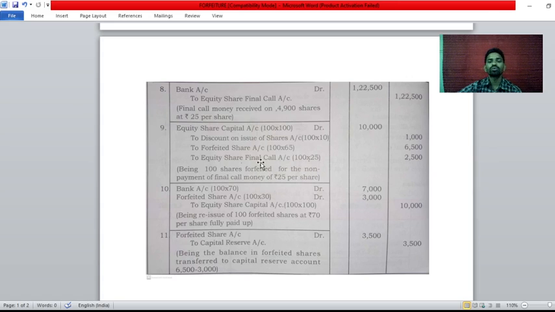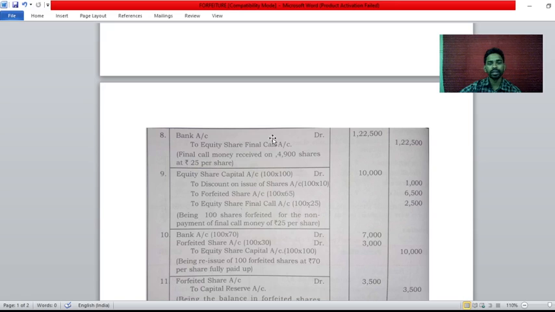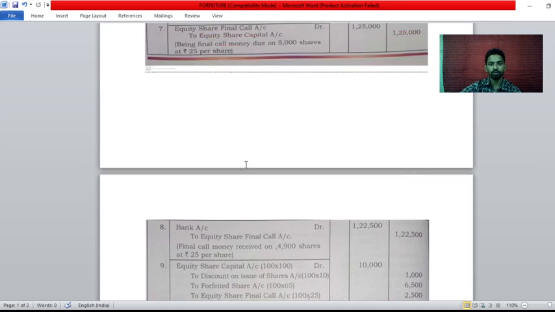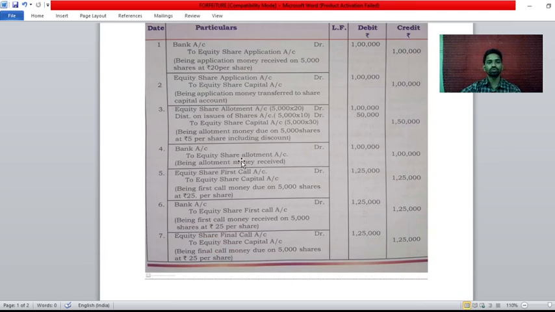Like this we have to solve the problems. Whatever problems I have taken, related to par, premium, discount, as well as forfeiture and reissue of shares, all the transactions you have to note down in your notebook. All of you watch this lecture and note down the problems in your book, so you will understand.